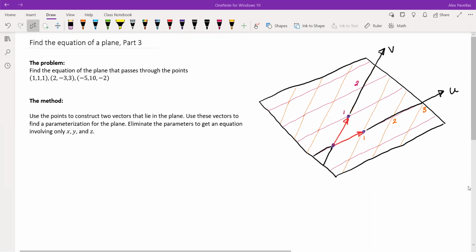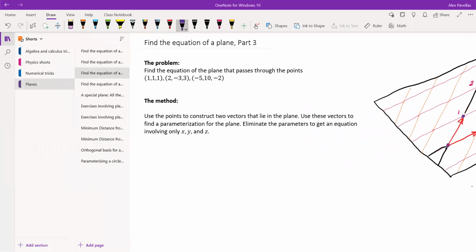Welcome to part 3 of finding the equation of this plane. So this method that we're going to use here involves parameterizing the plane. Now you might wonder, validly, what is a parameterization for a plane? And to aid us in this discussion, I have this little cartoon here of some generic plane right here.